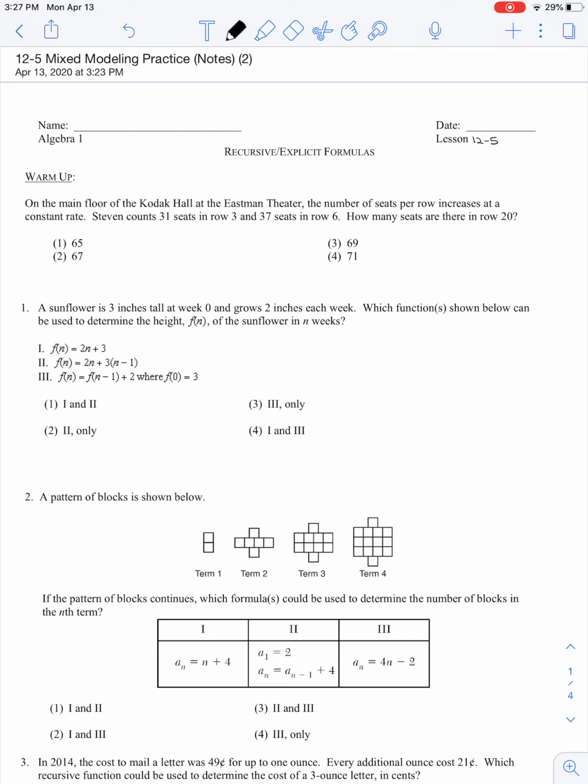Okay, so let's take a minute to go over the warm-up. So we know that we're talking about an arithmetic sequence because they're talking about the number of seats per row increasing at a constant rate. So that means there's a common difference between the terms. So this is an arithmetic sequence.